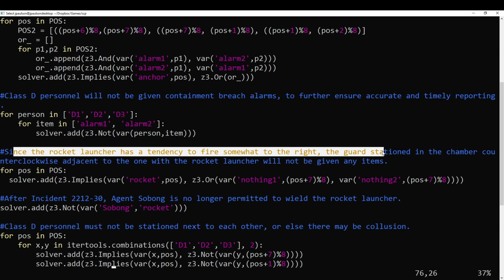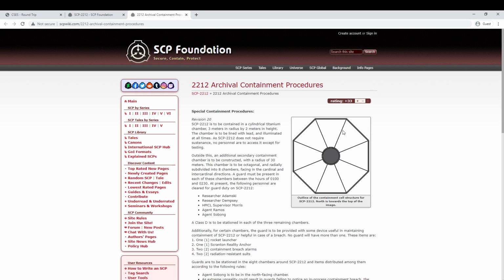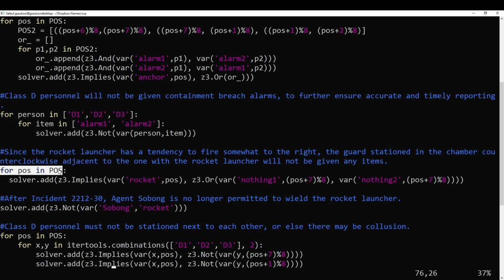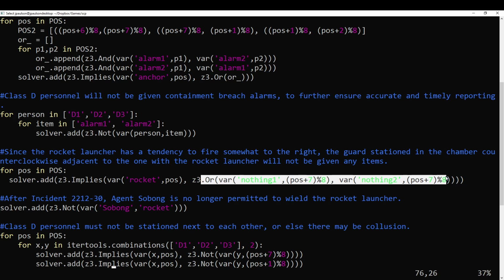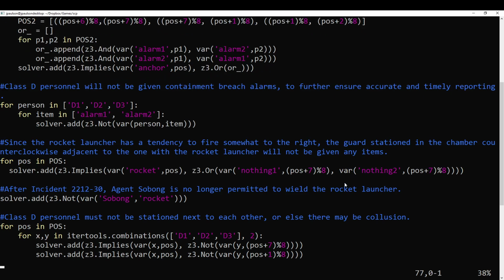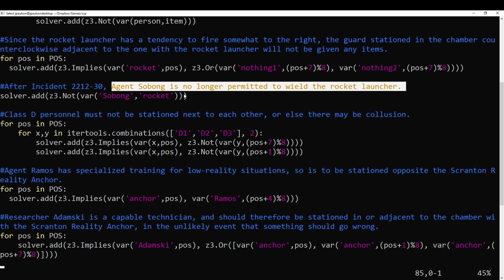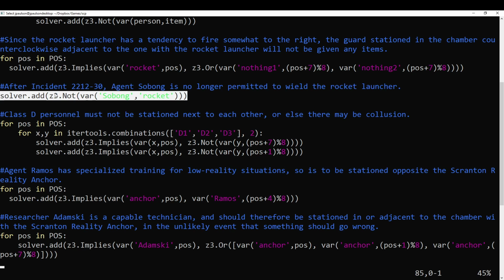Okay, this says there can't be anything counterclockwise of the rocket launcher. So like the negative ones start from the rocket launcher. So for each position, if the rocket launcher is at that position, we must either have nothing 1 or nothing 2 immediately before. So this says, so long cannot hold the rocket launcher. That's easy enough. Just so that particular Boolean is false.